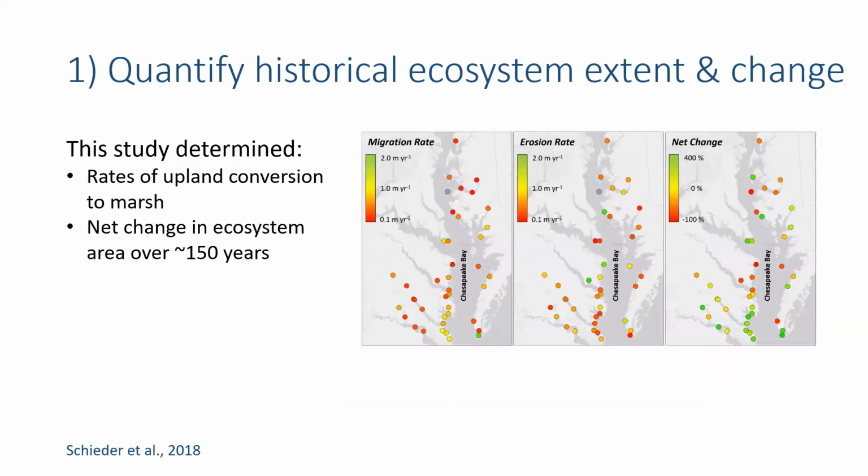The authors pulled this all together by looking at migration rate on that upland boundary edge, and then the erosion rate at the seaward marsh edge, as well as quantifying the net change in area. So looking at the comparison between upland loss and creation of marsh and marsh loss into water, they interestingly found that creation of marsh versus marsh loss actually balanced itself out in this particular study area.